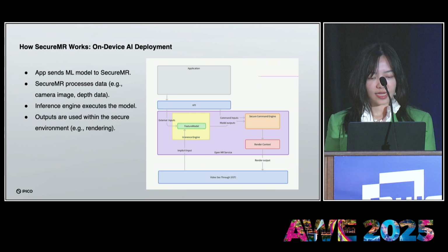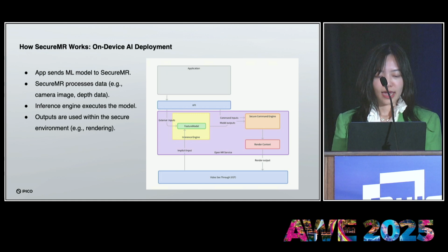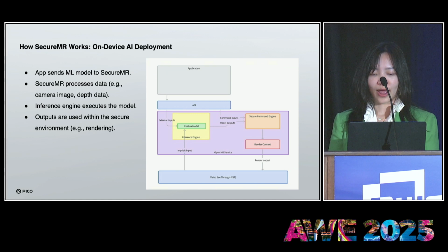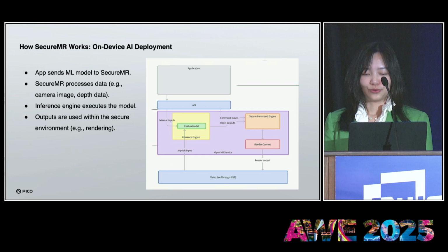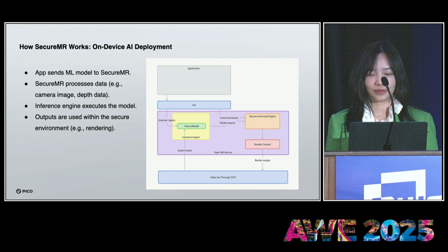The render context handles the final visualization, and the output is sent to the video see-through layer to appear in the user's XR view. So you can imagine an AI-powered virtual whiteboard that responds to hand gestures, but without sending your hand data to the cloud.